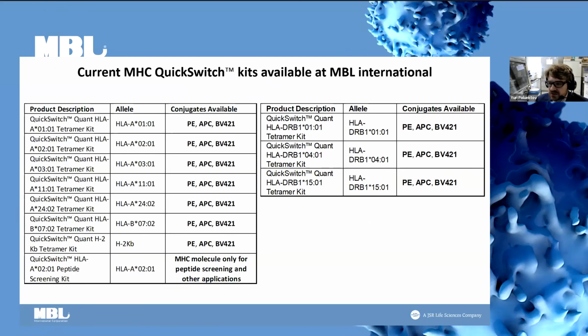So this is only the QuickSwitch. If you are interested in just getting tetramers, our list is a little bit bigger. We have more alleles available for that. And with that, I think I'm going to take questions if anyone has any.